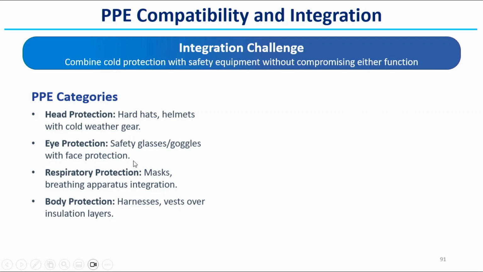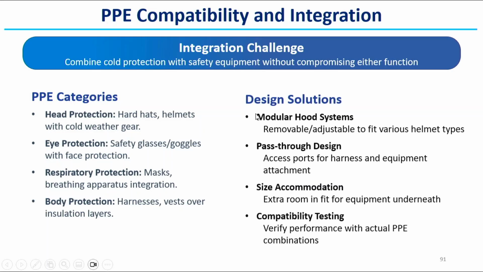Eye protection: we can use safety glasses and goggles. Respiratory protection: masks and breathing apparatus can be used. Body protection: harness and vest over the insulating layer. So, different types of additional layers may be integrated, and the modular hood system we can use, with pass through design, size accommodation and compatibility testing. So, we can use this together with extreme cold along with other types of protection. A modular hood system means removable, adjustable to fit various helmets. So, different types of adjustable systems are there.